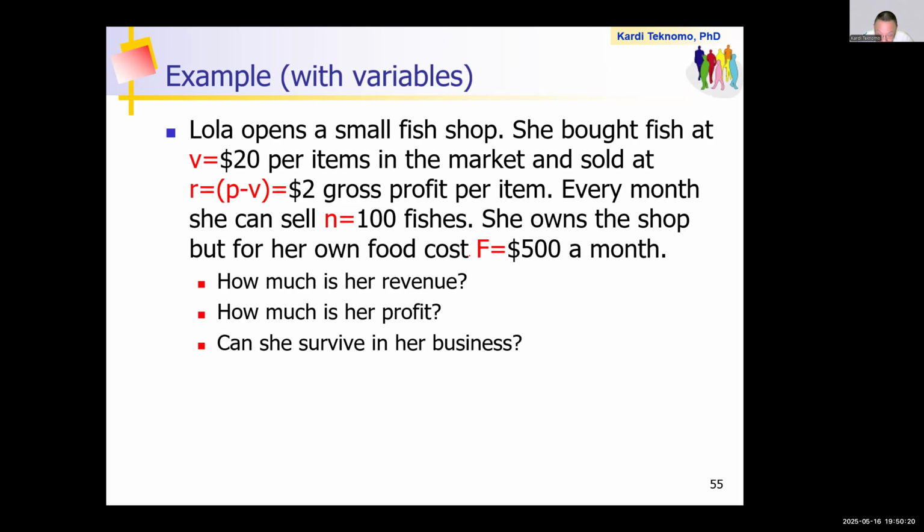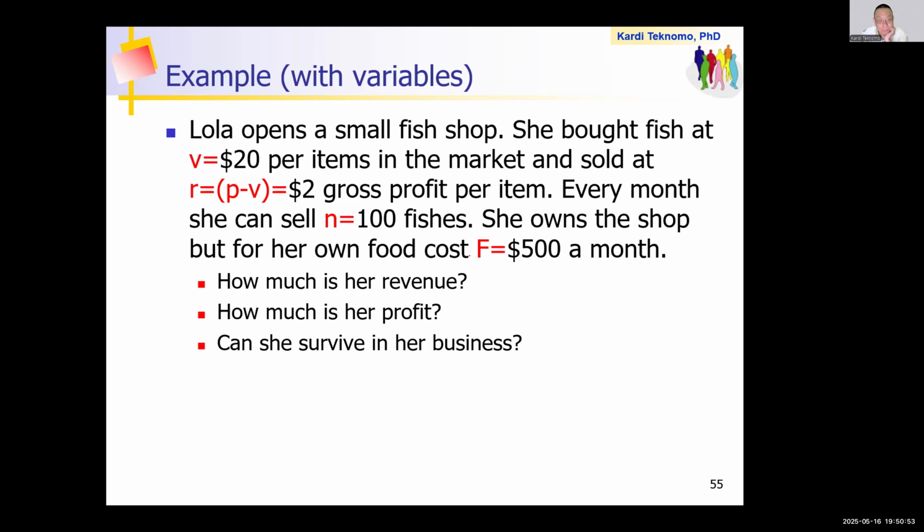How much is your revenue? Okay, revenue. That's correct. So 2,200. And the total cost, that's also correct, 2,500. So how much is the actual profit in that case? P minus... Yeah, the price, correct. The price is 22. That's correct.